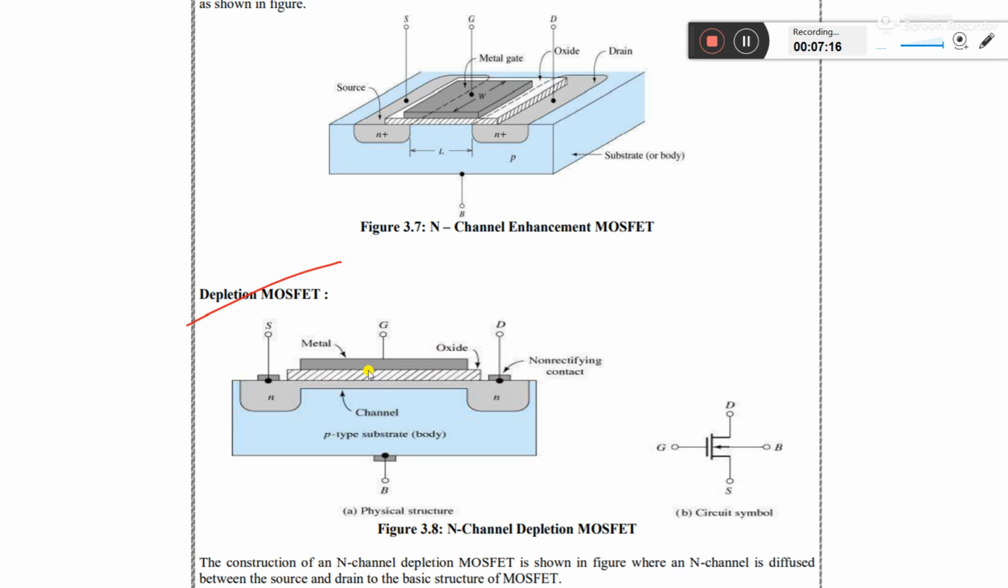Now in the JFET there is a direct channel forming, but here, due to this SiO2 layer, now we can say a gate.